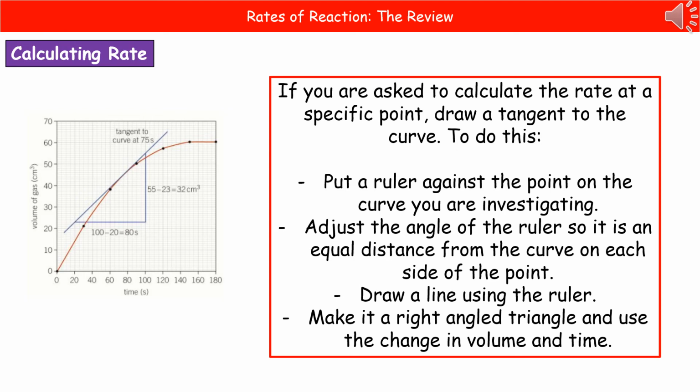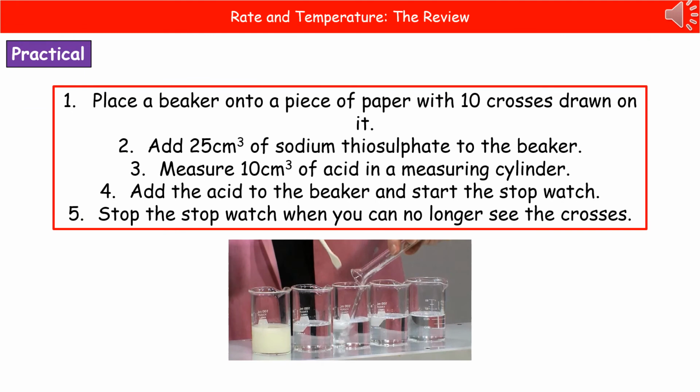One of the common experiments that you'd have done with rates of reaction is using sodium thiosulfate and hydrochloric acid, because what happens there, you put some crosses on a piece of paper under the beaker, and then as it reacts, what you find is it goes cloudy and you can't see the crosses anymore.